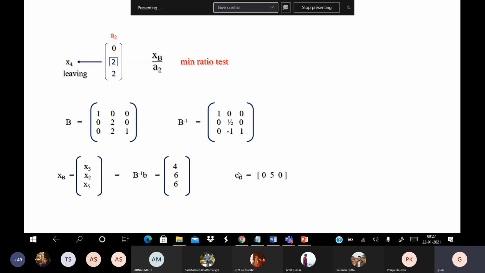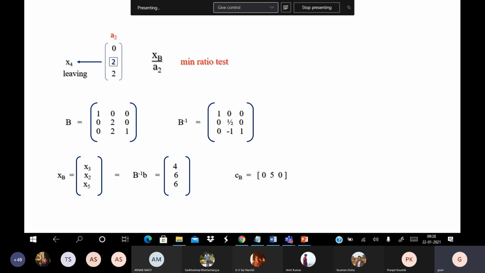And what is the corresponding CB? CB is now for x3, x2, and x5. So for x3 it is 0 in the objective function, right? For x2 it is 5, and for x5 it is 0. So now I have moved from the origin 0, 0 to the new solution 0, 6, which is augmented like this 0, 6, 4, 0, 6. Fine. So this is my new solution now.